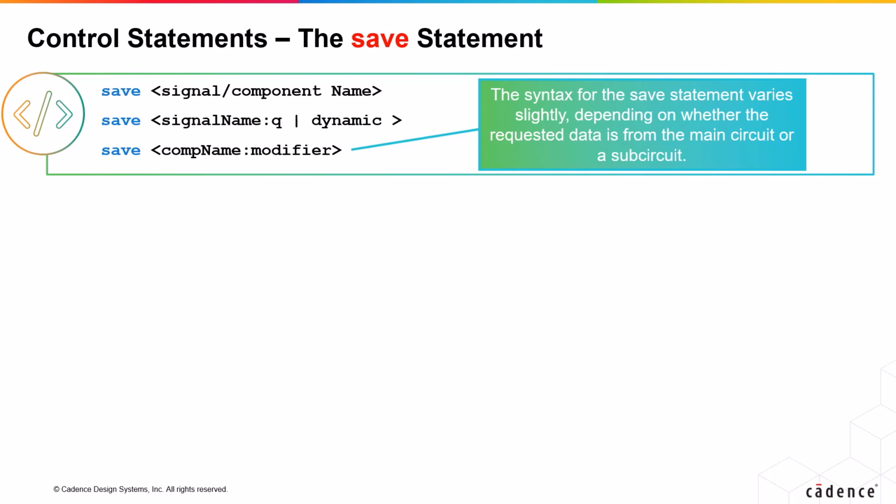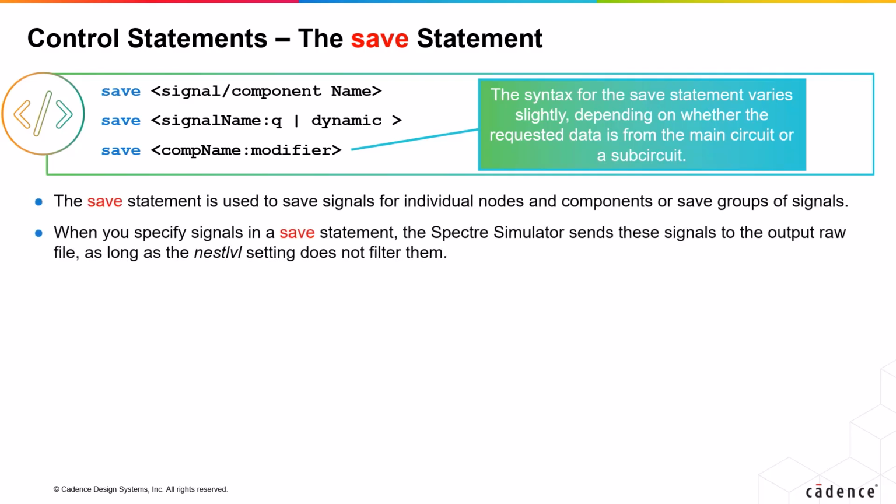Let's discuss the save control statements in a Spectre netlist. The purpose of the save control statement is to save signals for individual nodes and components in the circuit. You can have multiple save statements in your netlist.